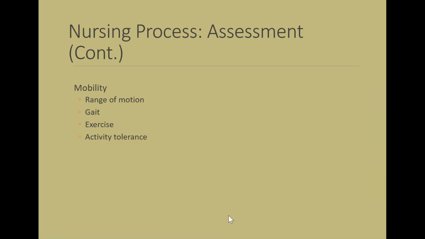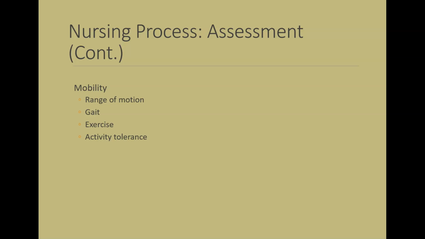So, as far as mobility, you want to see if a person has active range of motion or whether or not it's passive. You want to assess if there's joint stiffness, swelling, pain, or limited range of motion. You want to assess their gait and their manner and style and cadence and how they walk, their rhythm. You want to assess whether or not they exercise, which means whether or not they have adequate muscle tone and strength and cardiopulmonary conditioning.